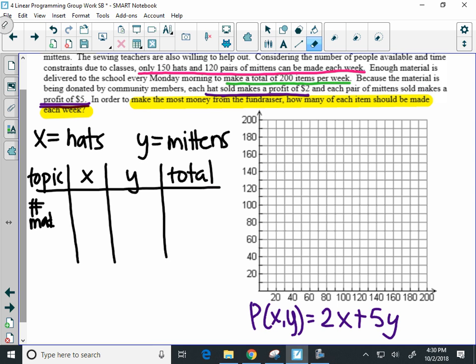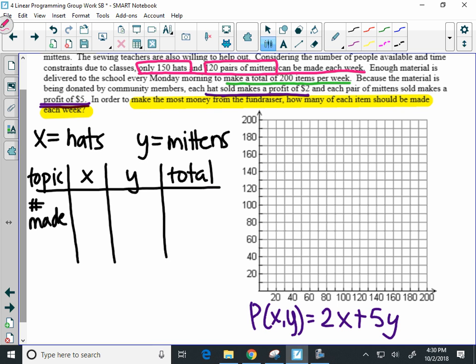Okay, let's see, that's squeezed in there. Okay. All right, now here's where you need to be careful. This first one says only 150 hats and 120 pairs of mittens can be made each week. Those are independent of each other. The hats, it doesn't matter how many mittens you make, you cannot make more than 150 hats.